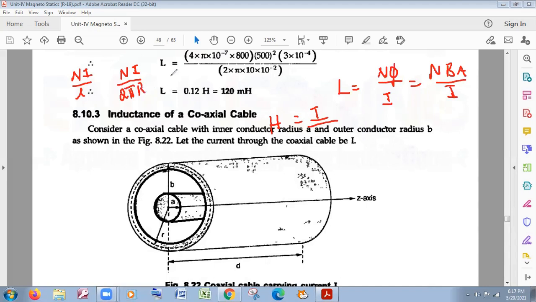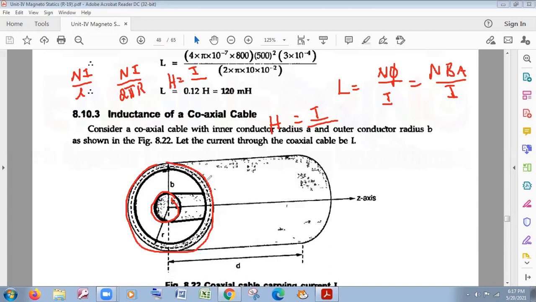Okay, now the coaxial cable, H is equal to, there is a coaxial cable means there is no number of turns, n is equal to 1 here, I by, now here you can take 2 pi r, with the radius there. Consider a coaxial cable with inner conductor of radius a and outer conductor of radius b.